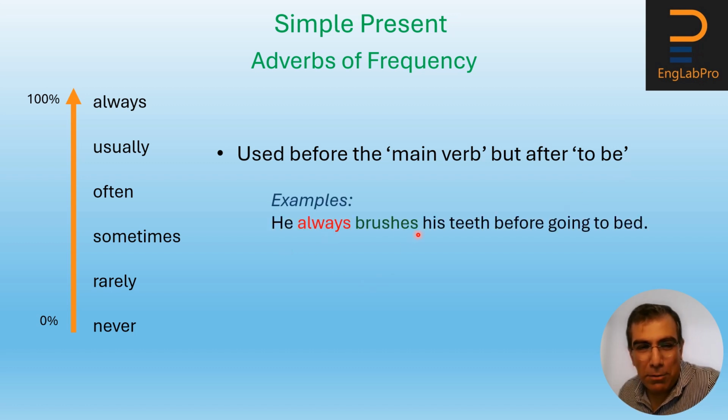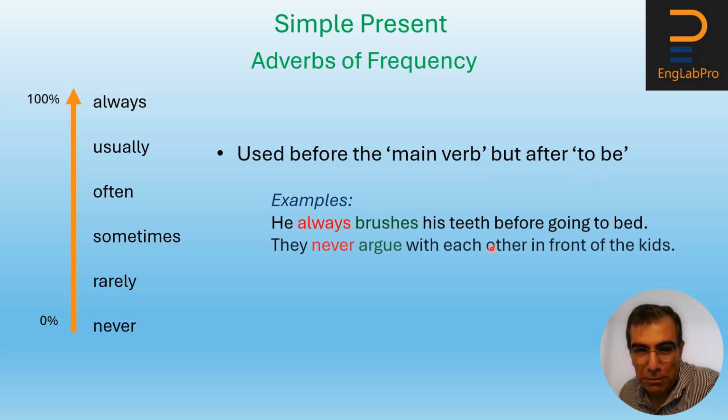He always brushes his teeth before going to bed. Here the verb is brush, so we use always before the verb, but we mentioned after the verb to be. They never argue with each other in front of the kids. Again, the verb is argue, is not a to be, so we use never before that.